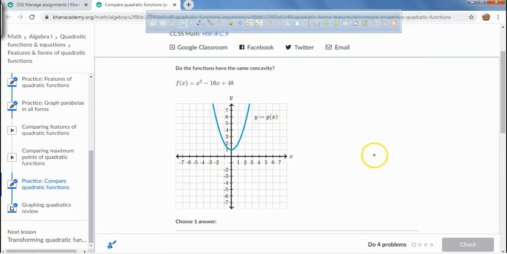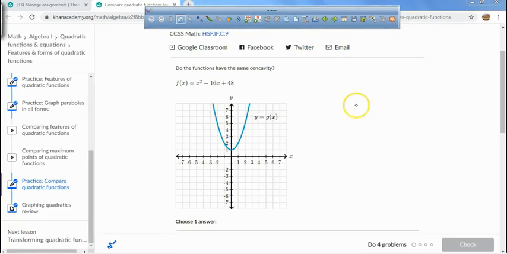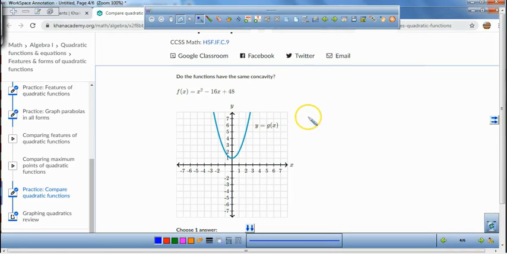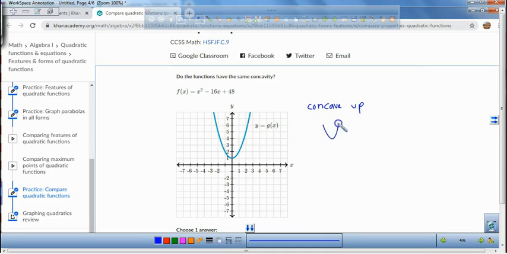Loading up. Alright. Now, do these functions have the same concavity? Now, concavity means whether something opens up or opens down. Well, g of x, you can clearly see, opens up. We call it concave up. The other one, f of x, it doesn't show you the graph, but there is a rule about parabolas being in standard form. If the a value is positive, it opens up. If the a value is negative, it opens down. That's called concave down, when it opens down.